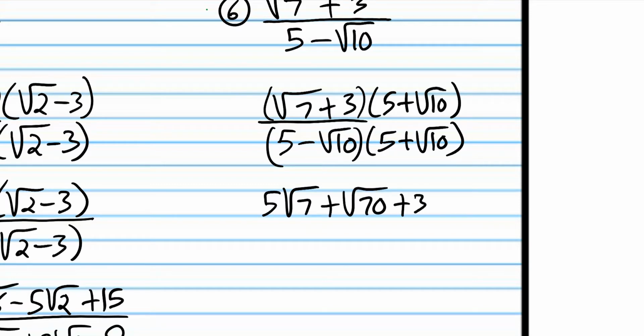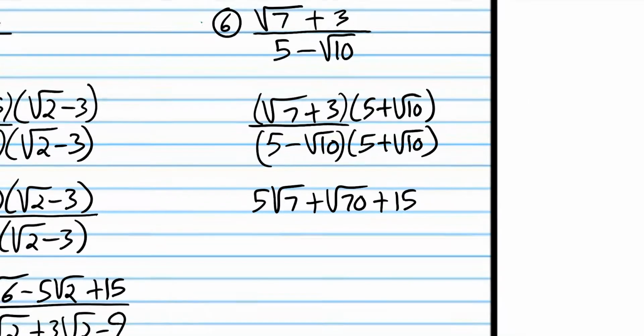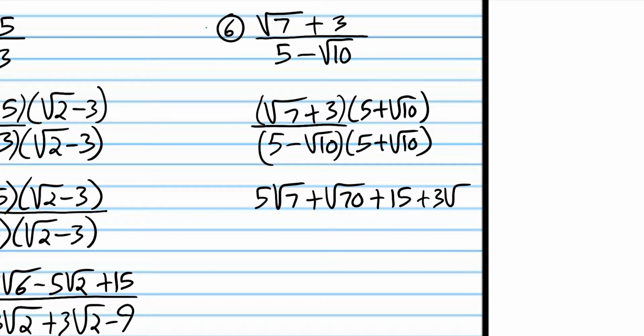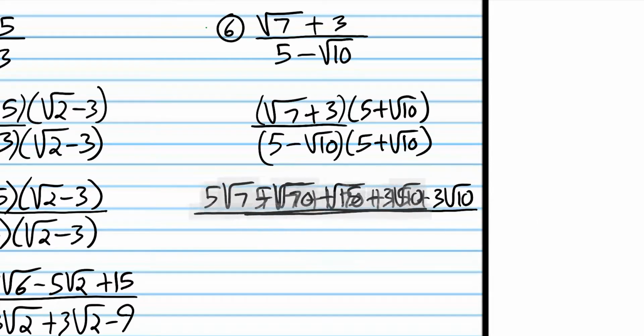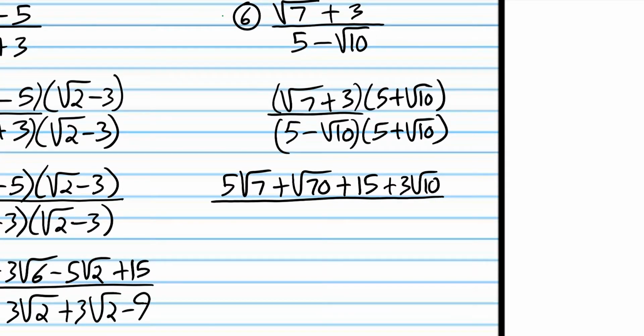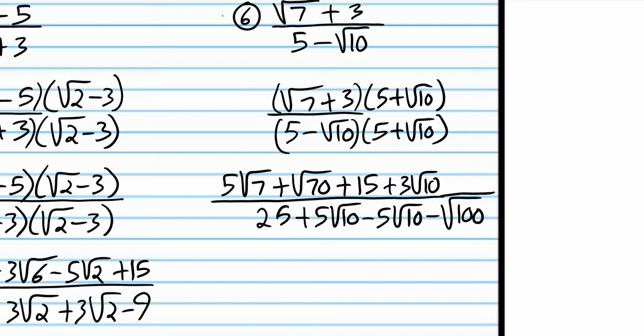Again, I'm skipping forward here. I'm not showing every step now because we just don't have time, and we don't really need to show every single step at this point. You should get the idea. So I used FOIL on the top. That looks correct. Just double checking. And now 5 times 5 in the bottom is 25. And 5 times root 10 is 5 root 10. And negative root 10 times 5 is negative 5 root 10. And negative root 10 times root 10 is negative root 100. And there you go.